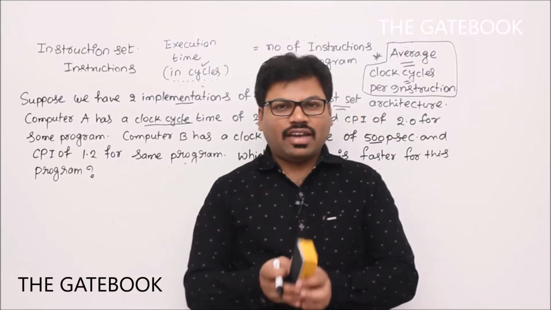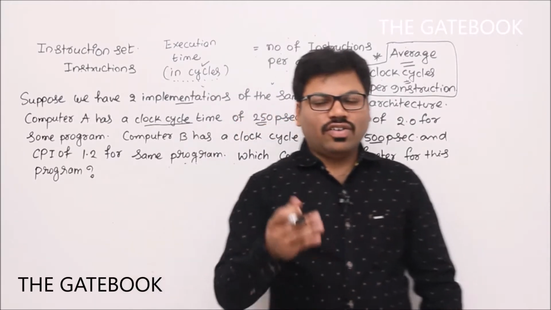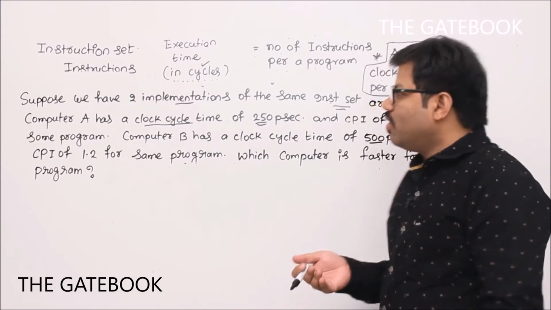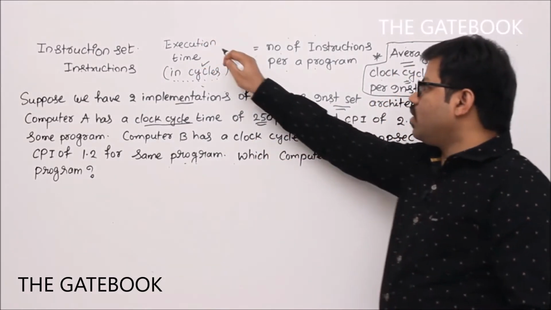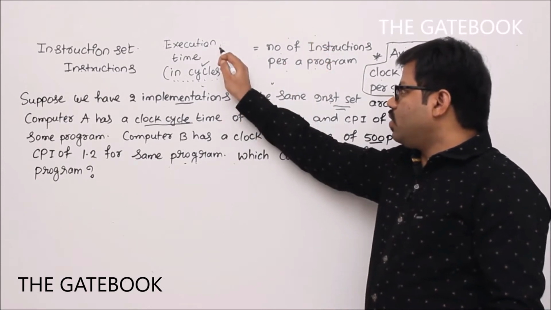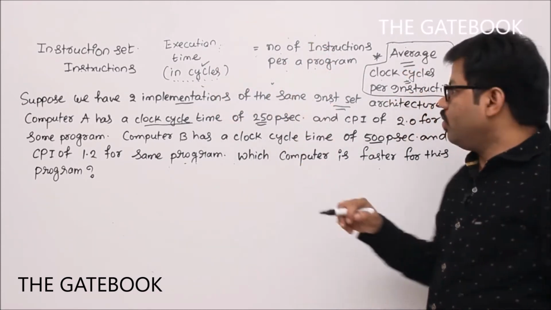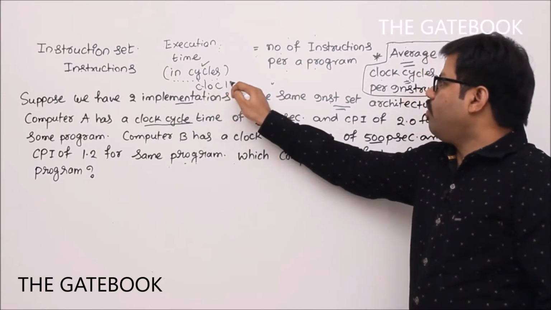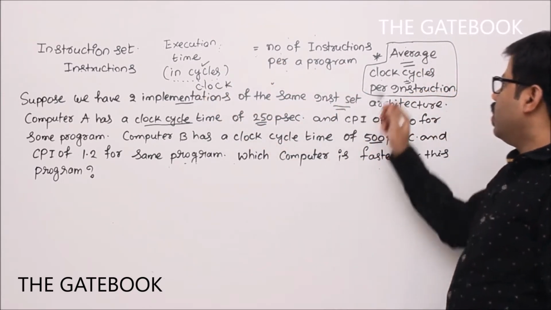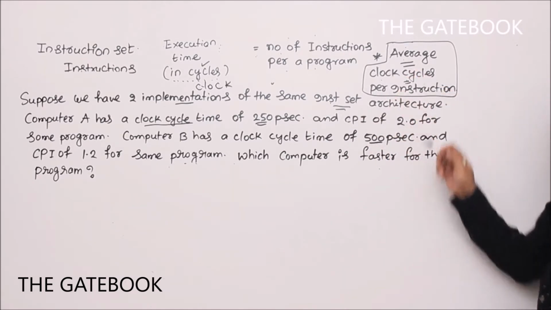One more parameter in calculating execution time is the number of instructions. So, for example, let's say you know the number of instructions of a program, then we can compute execution time, and this is the formula. Execution time in cycles equals the number of clock cycles: number of instructions per program times average clock cycles per instruction.